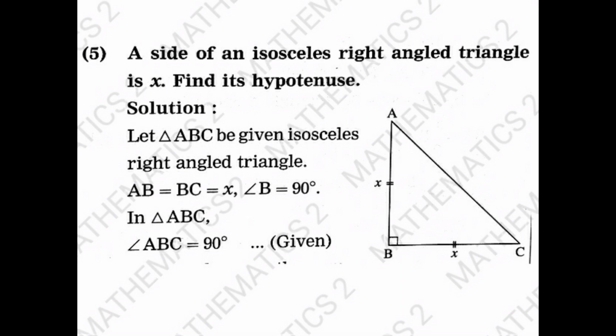Question number 5. A side of an isosceles right angle triangle is x. Find its hypotenuse. Here the triangle is a right angle triangle.